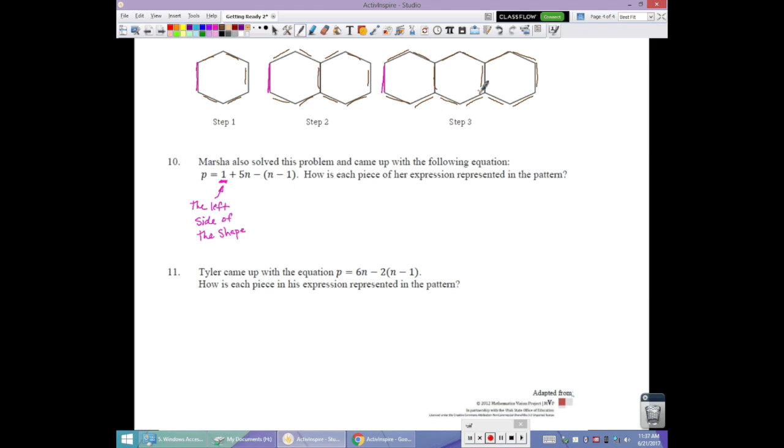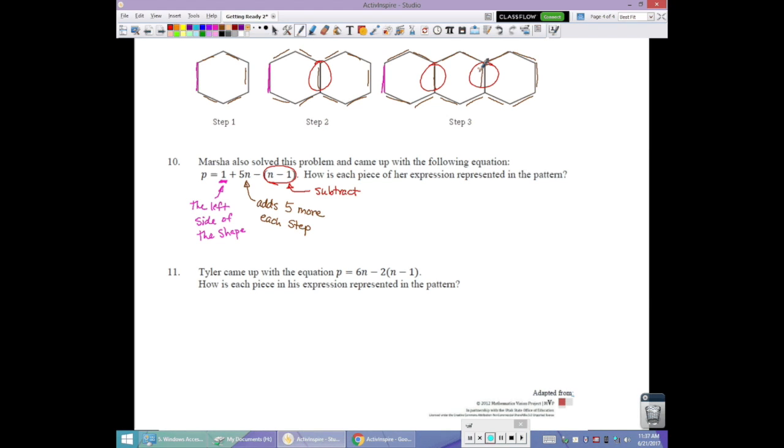However, you would notice as some of the sides start to get covered, you don't add the full 5 every time. Or if we did add 5, we would need to subtract the sides that cover each other. Well, each time we add another figure, we're covering one less side than the step we're on.